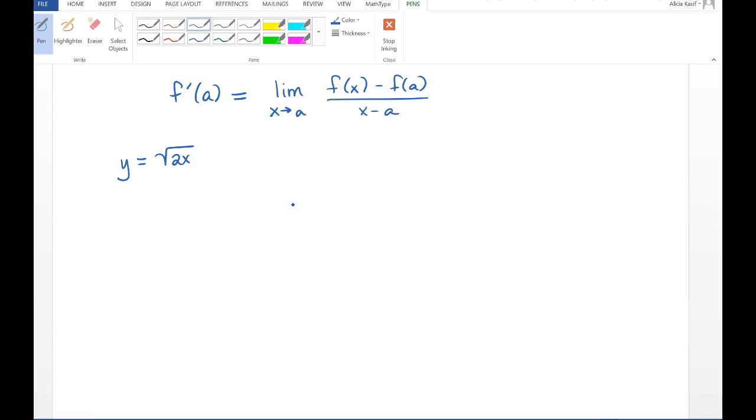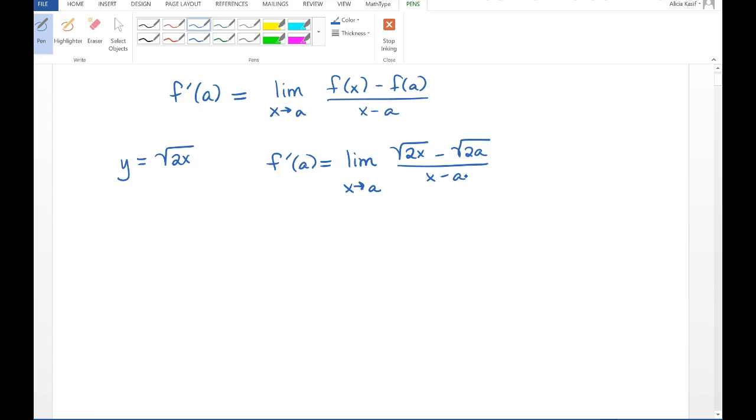Here, I'll walk you through the first one, then I'll give you another one to try as an example. So I want to find f prime of a. So that's going to be the limit as x approaches a. Now f of x, what is f of x? That's just our function, square root of 2x, minus f of a. So that's just square root of 2a, all over x minus a.